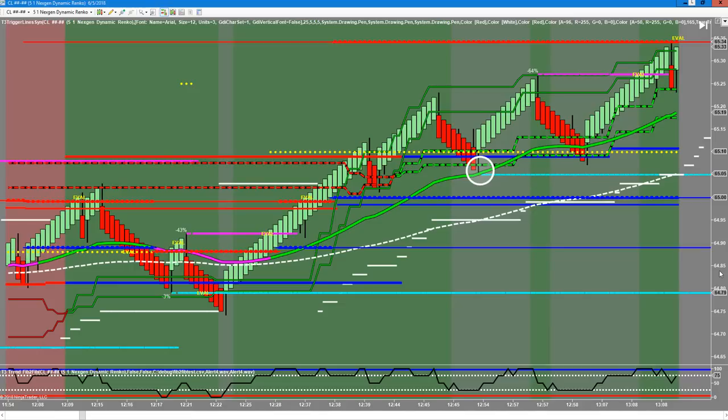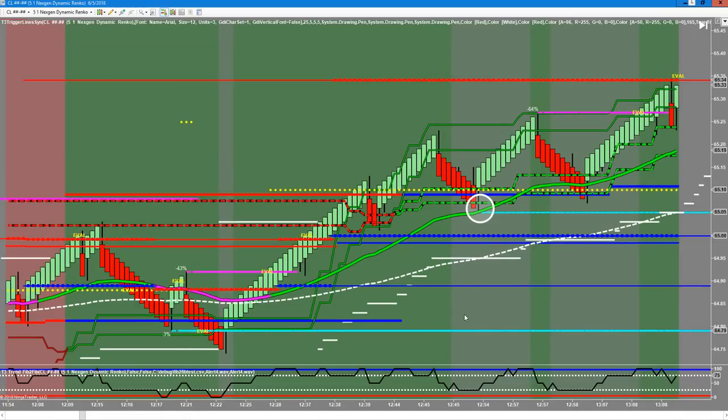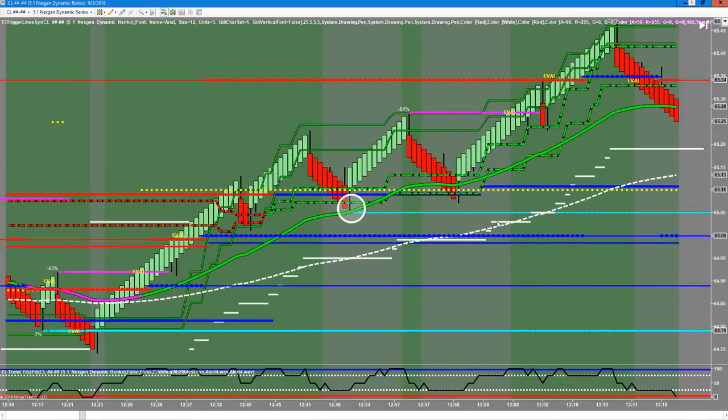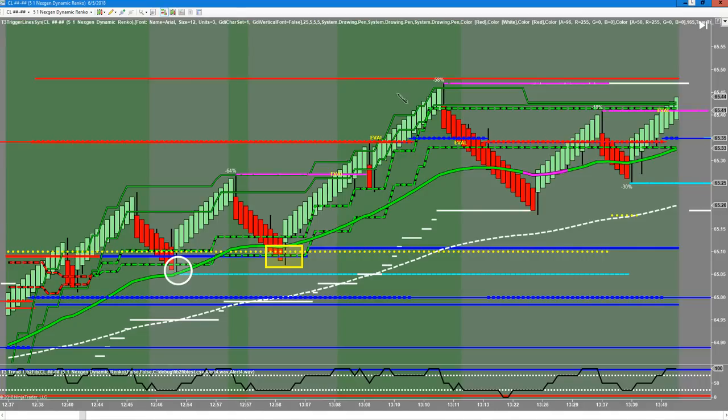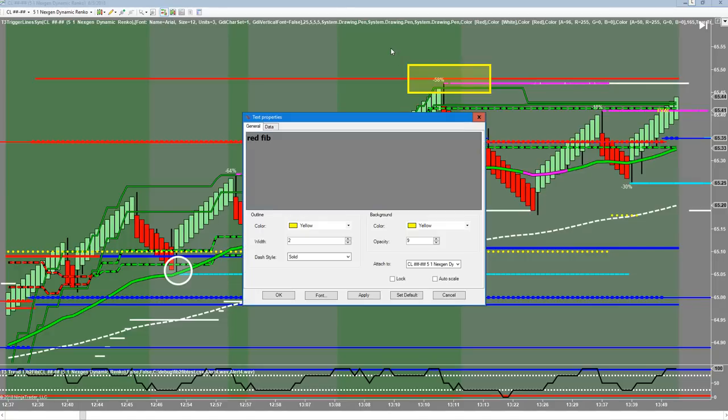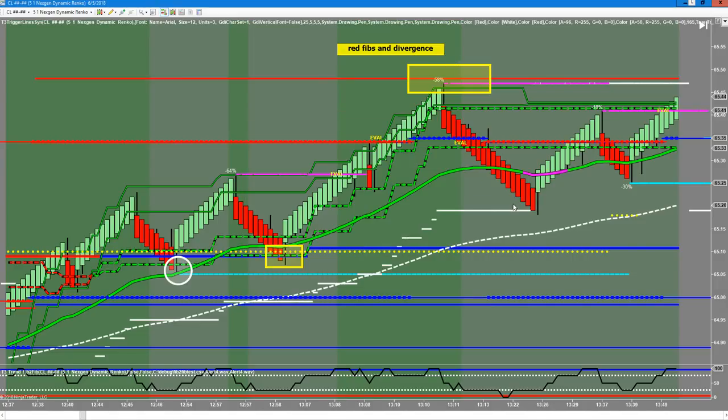Could you have made money buying the mid-band and fibs? Could you make $200? Yeah, you could. Would you agree that we ran into a bunch of red lines with divergence up here at the top, red fibs and divergence, and that's what usually will end our trend for us, or at least lower our chances of using the mid-band and fib again.